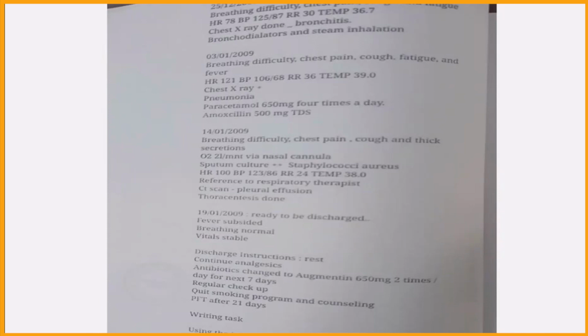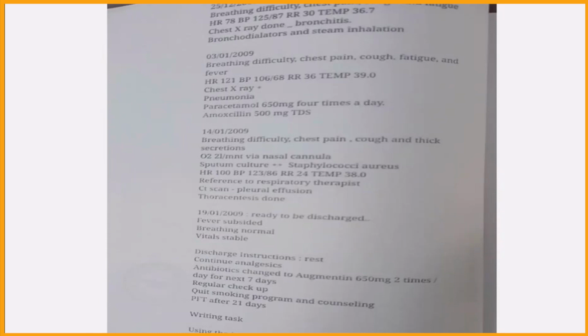Okay. So what about the 14? 14/1/2009. Breathing difficulty, chest pain, cough, and thick secretions. Oxygen 2 liters per minute via nasal cannula. Sputum culture 2+ Staphylococcus aureus. Heart rate 100. BP 123/86. RR 24. Temperature 38. Reference to respiratory therapist. CT scan, pleural effusion. Thoracocentesis done.